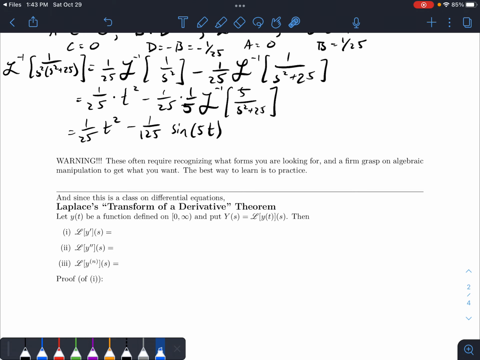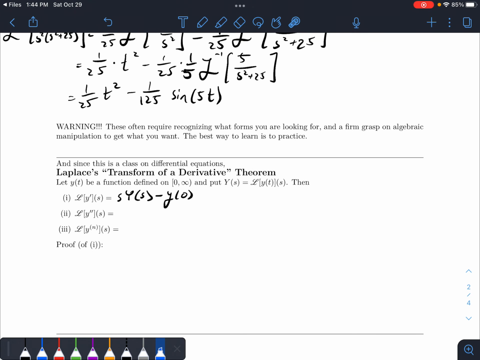All right. We're also going to need to know how to apply Laplace transforms to derivatives. So let's take a function y of t, and we're going to say capital Y is the Laplace transform of little y. Then this theorem is just all about the Laplace transform of the derivatives of y. So y prime, y double prime, and nth derivative of y in general. So the Laplace transform of y prime is equal to s times Y of s minus y of 0.